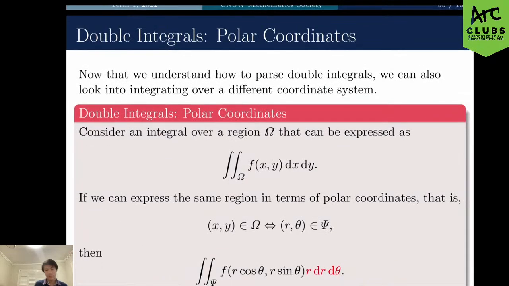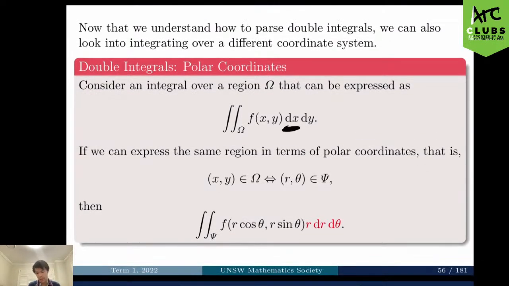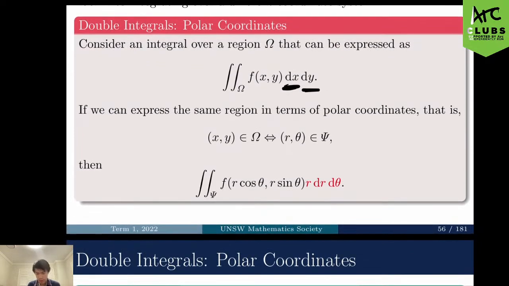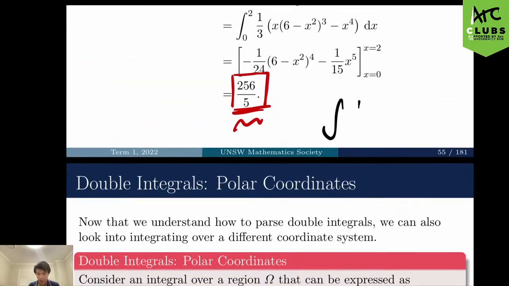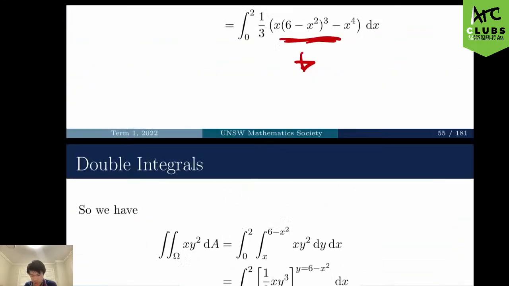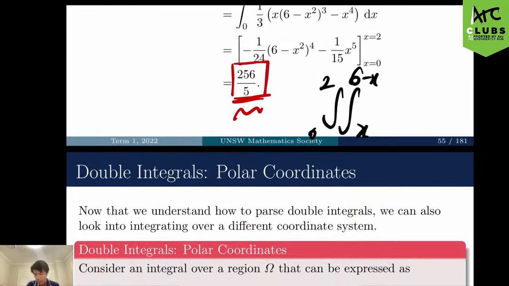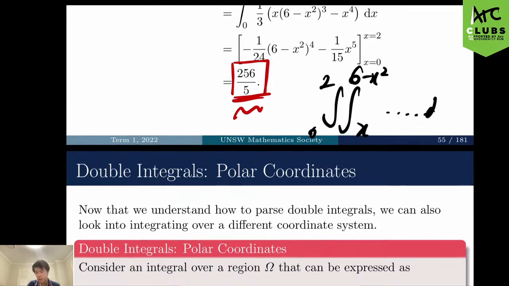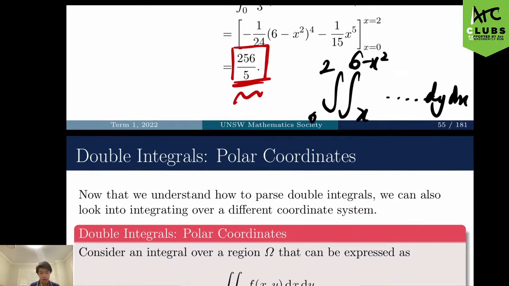Cool, and there's one more thing we want to do with double integrals. We want to look into integrating over a different coordinate system. So we've integrated with x's and y's, but it turns out we can integrate with r's and dr's and d thetas. Before we think about that, let's write this out again. For example, we had 0 to 2, x and 6 minus x squared. What do these bounds mean? They tell us where y varies. So y can go between x and 6 minus x squared, and x can go between 0 and 2.